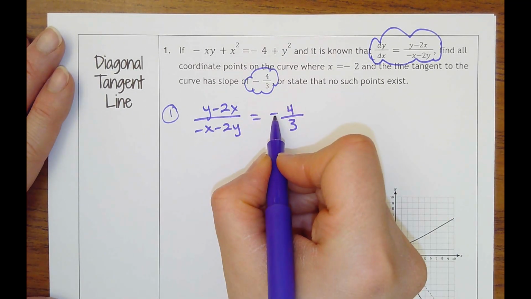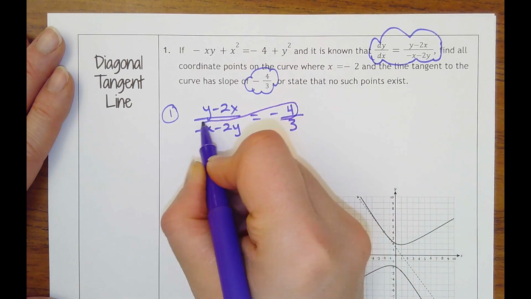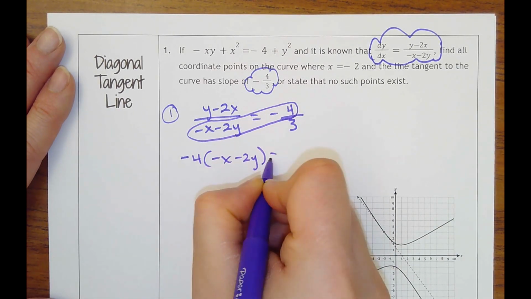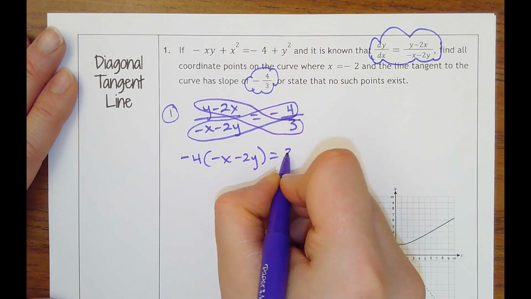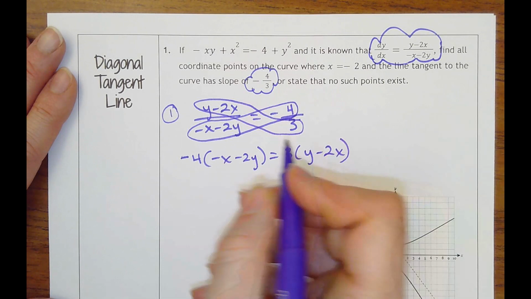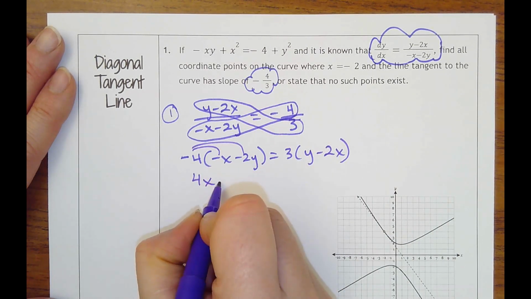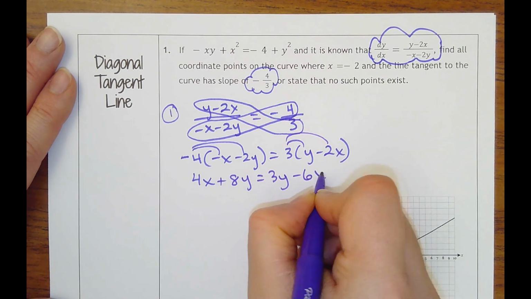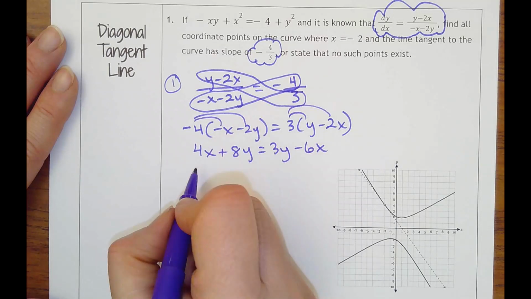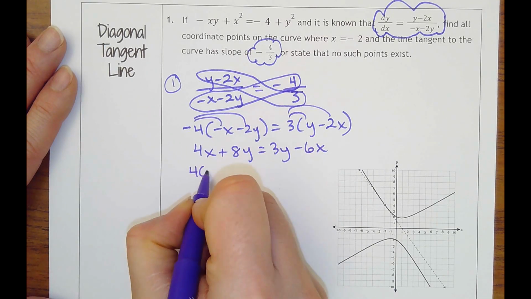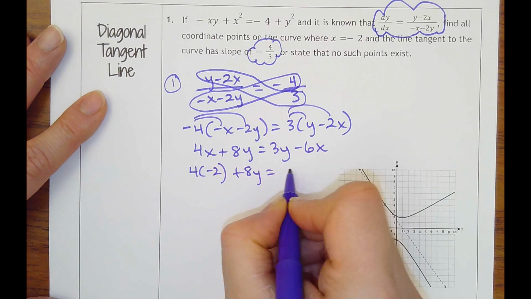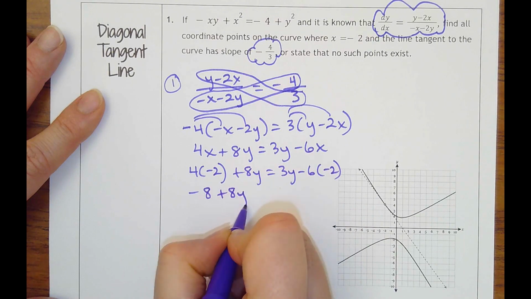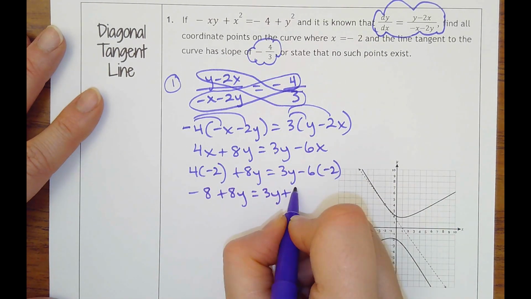Okay, I always make the negative go with the top number of my fraction, so I'm going to cross multiply. So I'll have -4 times -x minus 2y equals 3 times y minus 2x. I'm going to distribute. Then I'm going to plug in x is -2. So 4 times -2 plus 8y equals 3y minus 6 times -2. -8 plus 8y equals 3y plus 12.